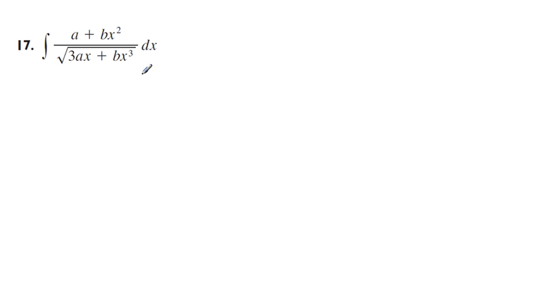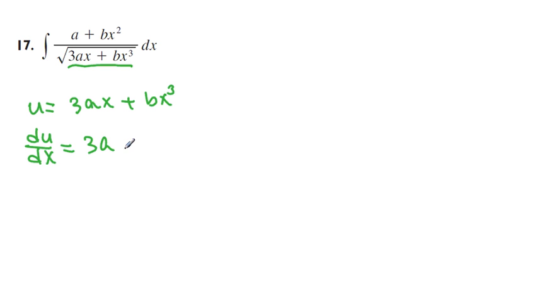Here we have, it looks somewhat complicated, but let us look at it carefully. Do you notice that what if this one wants to be u? 3ax plus bx cubed. Then du over dx becomes simply 3a, and then plus 3bx.